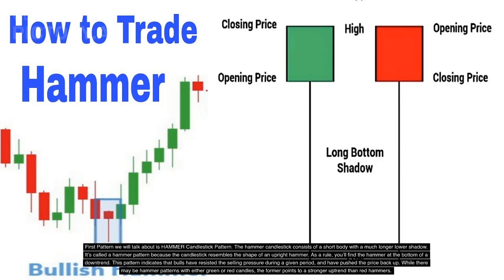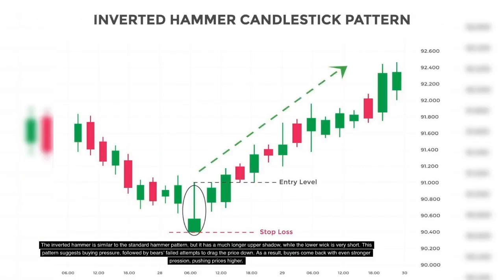The inverted hammer is similar to the standard hammer pattern, but it has a much longer upper shadow, while the lower wick is very short. This pattern suggests buying pressure, followed by bears' failed attempts to drag the price down. As a result, buyers come back with even stronger pressure, pushing prices higher.